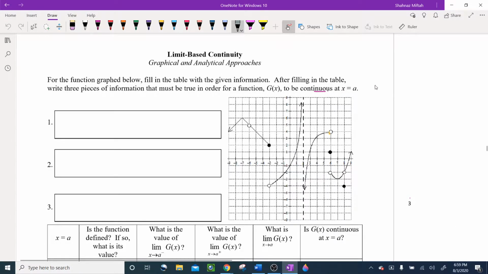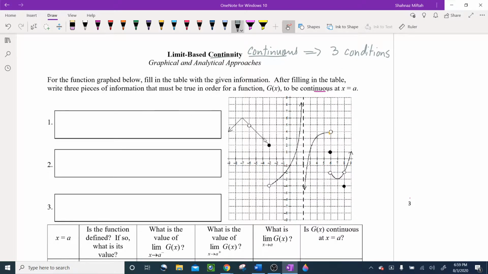In this video, we will talk about limit-based continuity, graphical and analytical approaches. When in calculus you hear the word continuity or continuous, make sure that you remember your three conditions. Either continuity, continuous, you need to have three conditions, and I'm going to give you those three conditions. If any one of the conditions doesn't meet, then it means the function is not continuous.